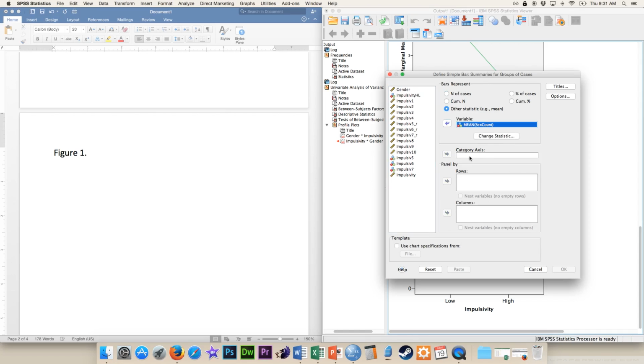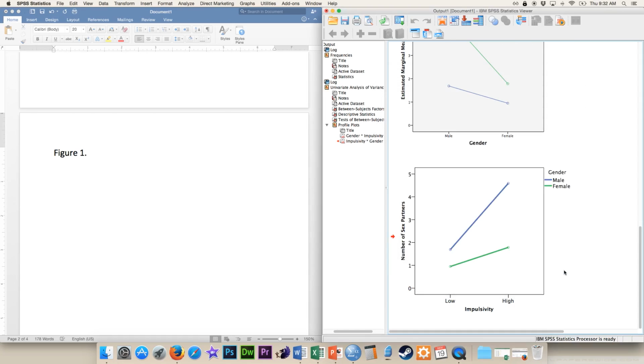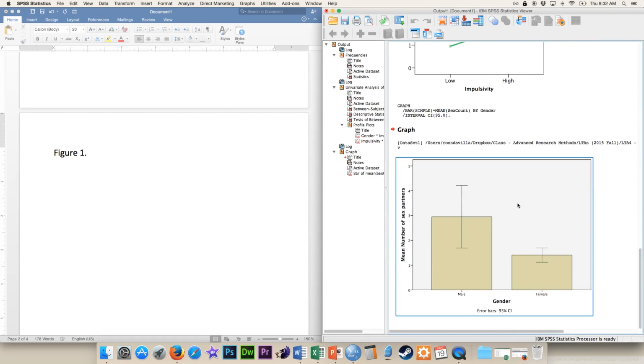Then put your independent variable where it says category axis. We'll do gender first. And then make sure to put in some error bars by clicking on options, display error bars, keep all this the same at 95% confidence. Click continue and OK. And we'll get a nice little error bar. Right here you can see we had a lot of variance for guys, not so much for women, but since these bars aren't overlapping, that again means it's a significant difference.